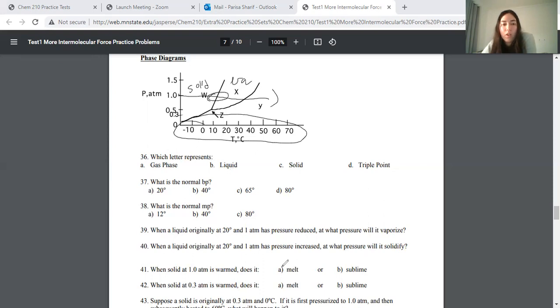Here's where it changes. And then for the next one, when a solid is at 0.3 atm and it's warmed, does it melt or sublime?